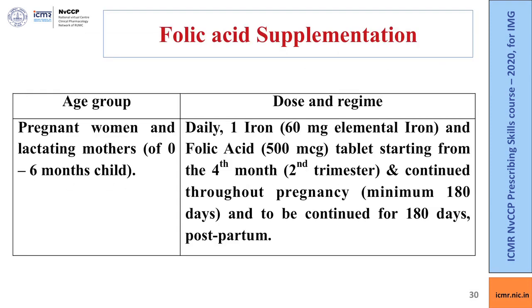In pregnant women and lactating mothers with children of 0 to 6 months age group, you need to prescribe a tablet of iron and folic acid containing 60 mg elemental iron and 500 microgram of folic acid from the second trimester and continue prescribing for 180 days postpartum.